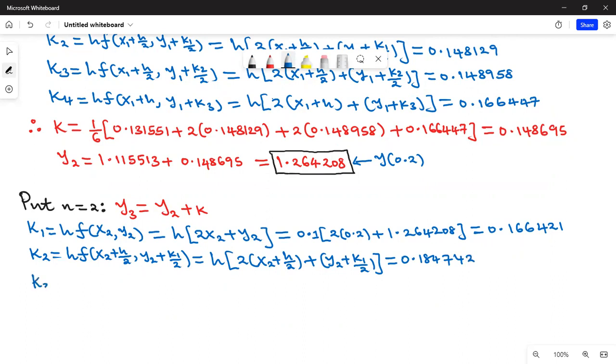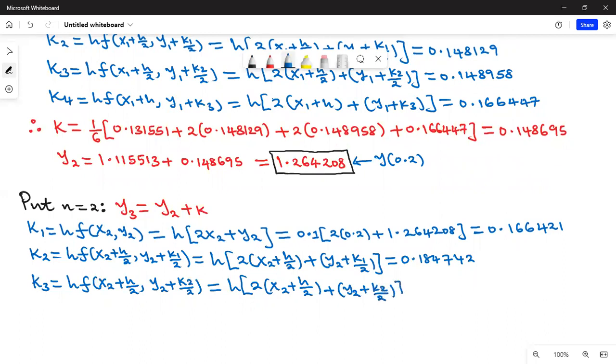Let's find k3. That's equal to h times f of x2 plus h over 2, y2 plus k2 over 2. And this equals h into 2 times x2 plus h over 2, plus y2 plus k2 over 2. Substitute the values of x2, y2, h, and k2, and then press in your calculator to get the value of k3 as 0.185658.